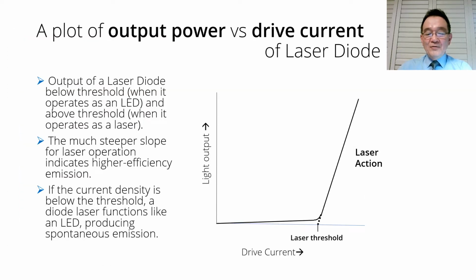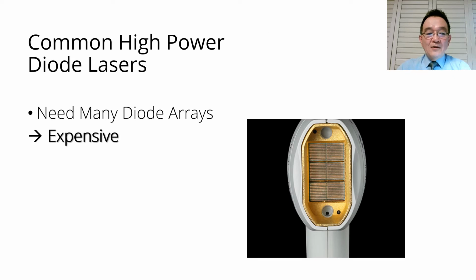This is a plot of power output versus drive current of the laser diode, which is good to know to understand laser diode system for laser hair removal. Below threshold, it operates as an LED, and above threshold, it operates as a laser. Common high-power diode lasers need many diode arrays like this picture.